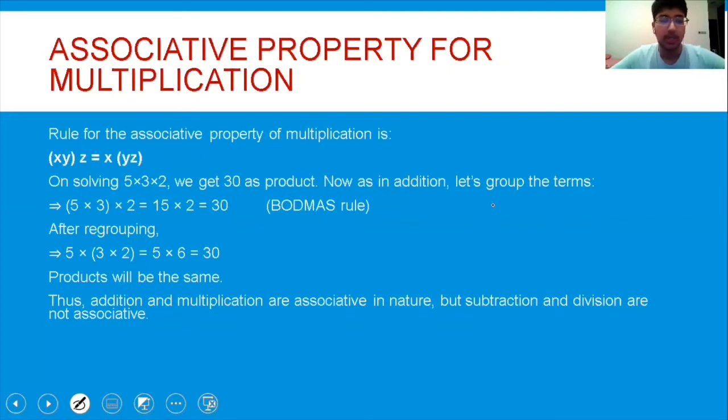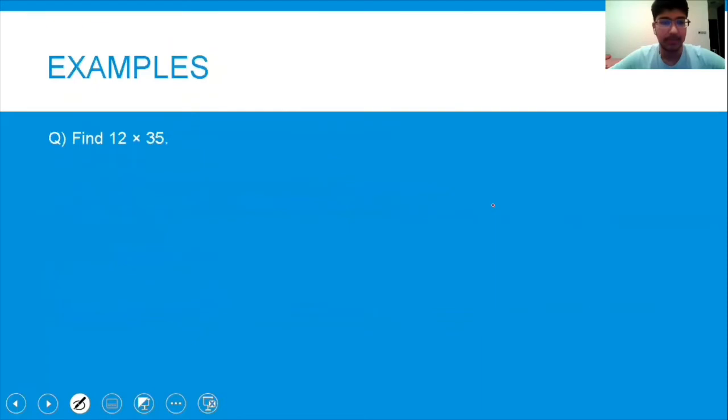The one way, we can multiply 5 and 3 together in brackets and then multiply by 2. So we'll have 15 into 2, that's equal to 30. Or the other way, where we multiply 3 and 2 first and then multiply it with 5. So that's 5 into 6, that's equal to 30 again. So the products are again the same. And so this is the associative property for multiplication.